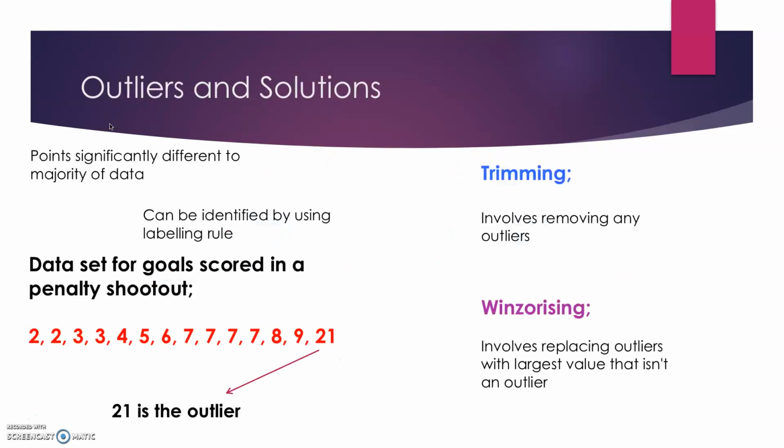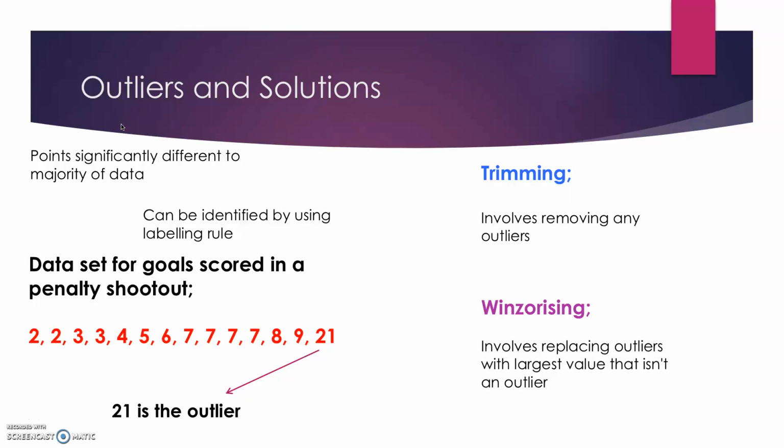Now also briefly we have the outliers. So outliers are data points that appear to be significantly different than the majority of the data points. They can be identified by using the outlier labeling rule. One way to solve having an outlier is by using the Hawkins technique called trimming, in which you remove the data points from the analysis that are unlike most data in the set. So for example, in this data set, 21 is the outlier. So to solve this, the researcher would just exclude it from their results.